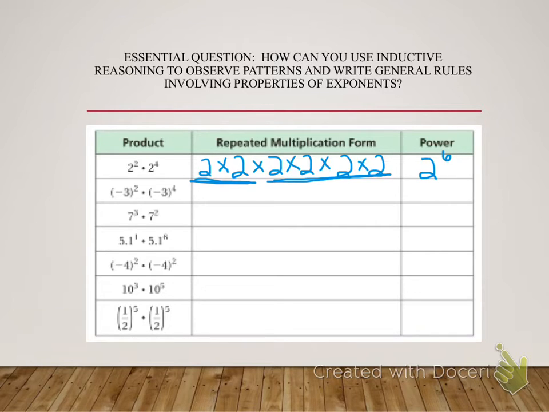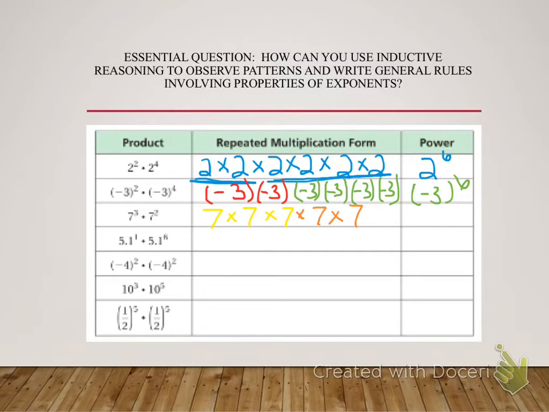Now let's look at this next one. We have negative 3 to the second power and negative 3 to the fourth power. So let's write that out in the repeated multiplication form. If you look here, we've got the negative 3 squared in the red, and then the negative 3 to the fourth in the green. So if I count those up, I've got negative 3 to the 1, 2, 3, 4, 5, sixth power.